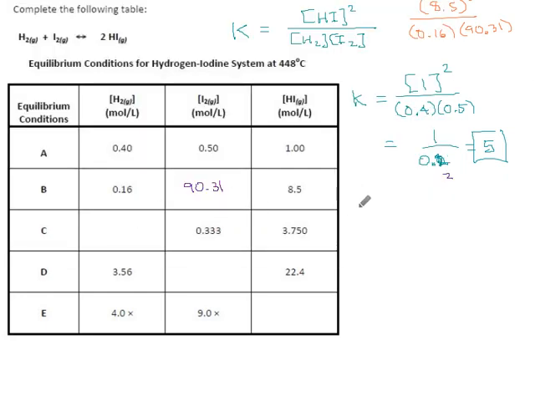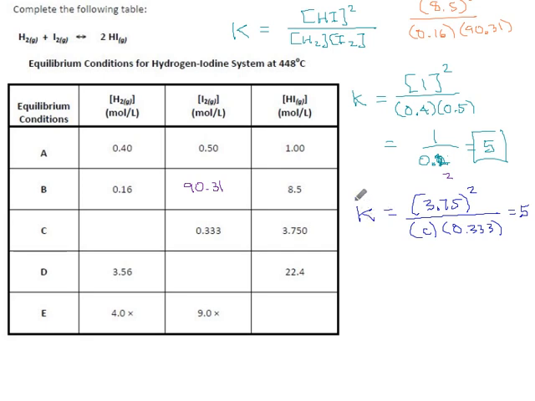Now it's the hydrogen we don't know, so we can start with our K again. It's product, so 3.75 for the hydrogen iodide squared over hydrogen, which I do not know. I'll call it C because we're doing question C now. And iodine is 0.333. And we know that has to come out to 5 because the constant's always 5.